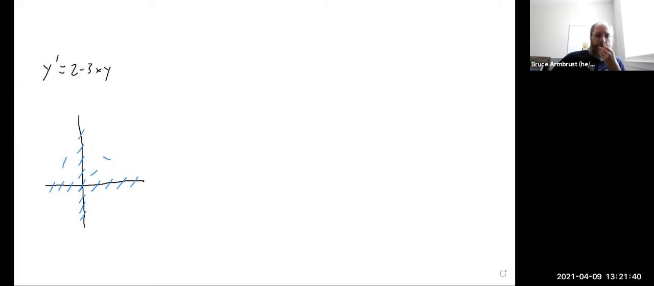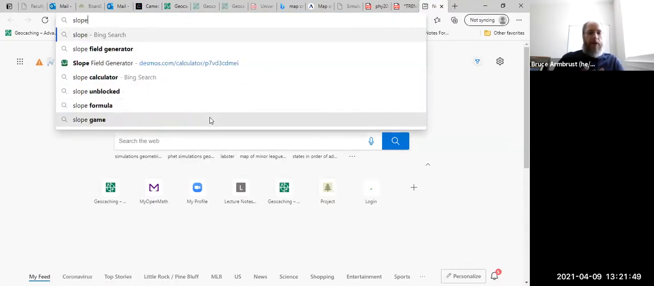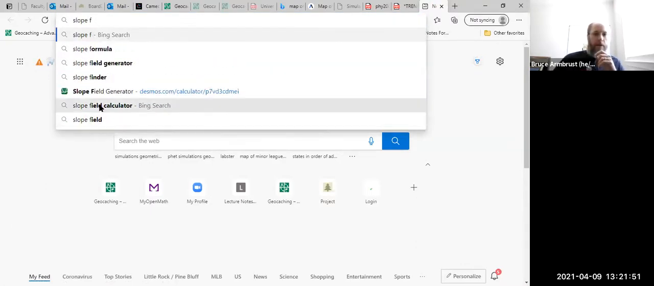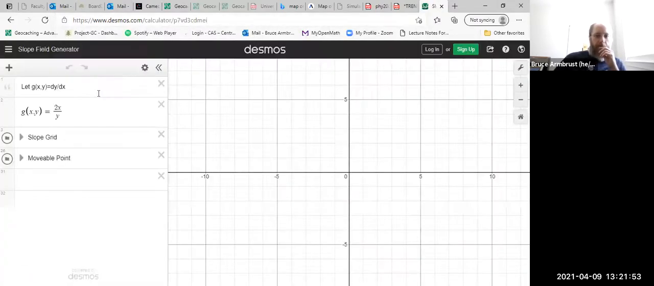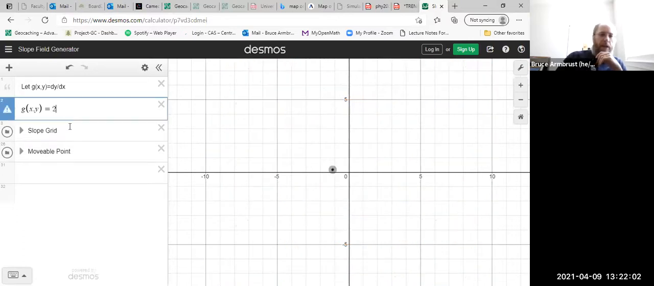Let us go over here. We'll go share my browser window. Let's do a search, and we'll just do a slope field generator. We'll use Desmos's. So this is what I showed you last time. So let's change this so that it's the derivative we were looking at. So we had y prime equals 2 minus 3 times x times y.